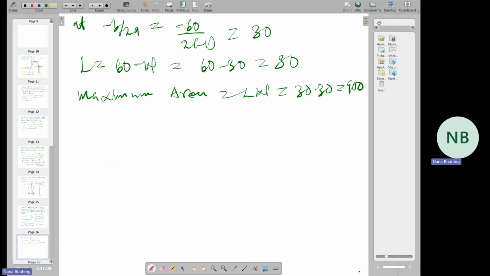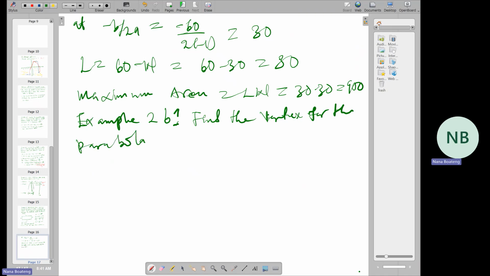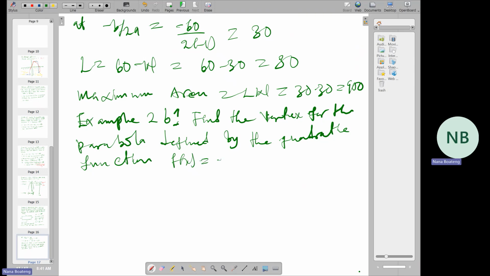Okay. Let's look at another example. So let's call this example 2b, and it says find the vertex for the parabola defined by the quadratic function f of x is equal to negative x squared plus 10x plus 9.